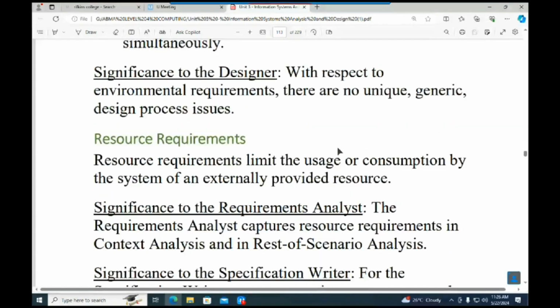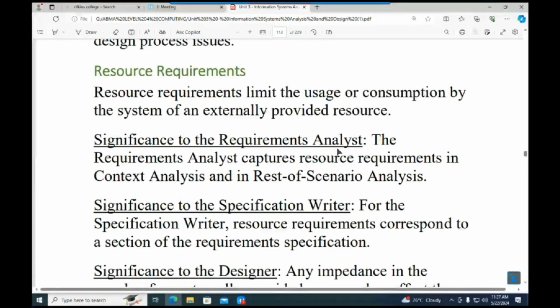Then we have their significance to the designer. With respect to the environmental requirements, we don't have any unique or generic design process issues for the designer. So we have the other type of requirement, which is the resource requirements. The resource requirement is going to limit the usage, or the consumption, of external resources by the system. We're going to limit the system from consuming externally provided resources.